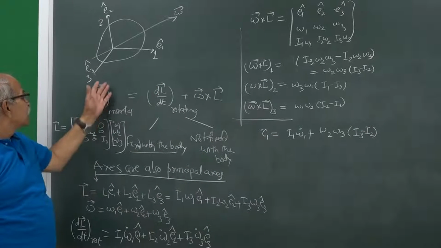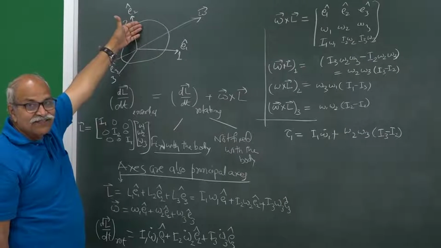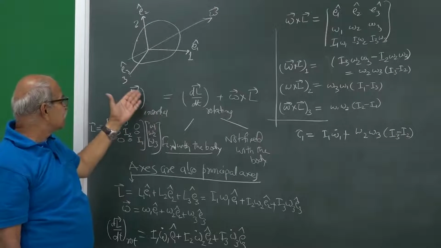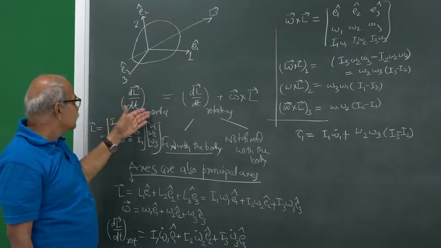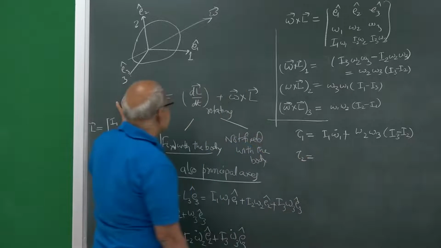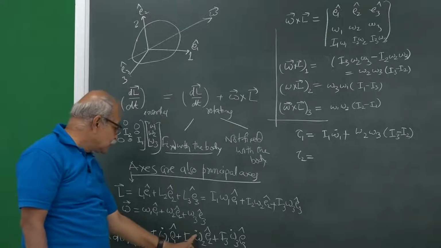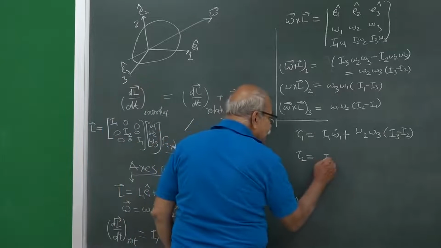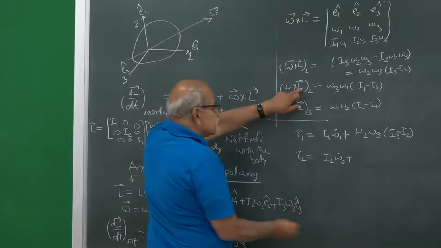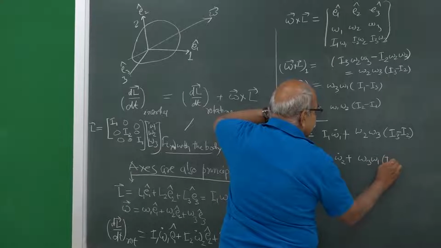Then the two component along this principal axis will be tau 2, in the inertial frame of reference, dL/dt is the torque. So, tau 2 is equal to, and then the two component of this is I2 omega 2 dot, and then the two component of this is omega 3 omega 1 and I1 minus I3.